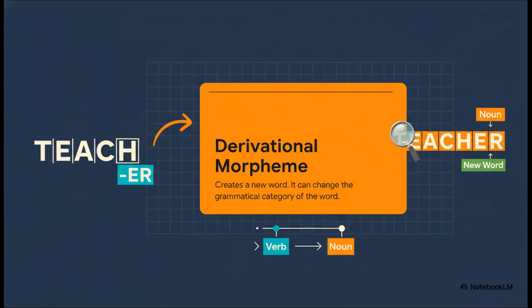And on the other side, we have derivational morphemes. These guys are the real word builders. They create totally new words, and in the process, they can, and often do, change the word's grammatical category. So, by adding our little "er" to the verb teach, we derive a brand new thing, the noun teacher.